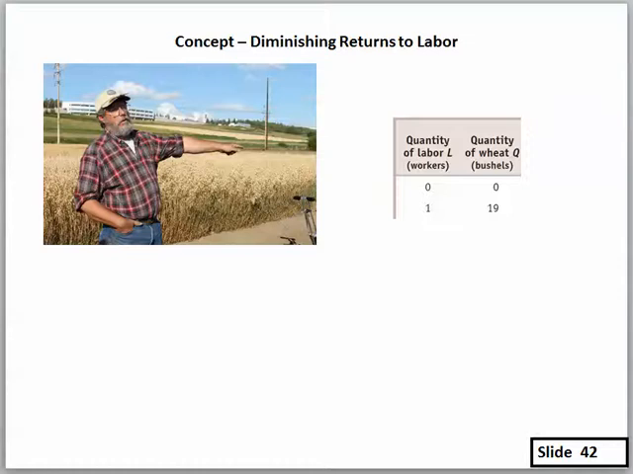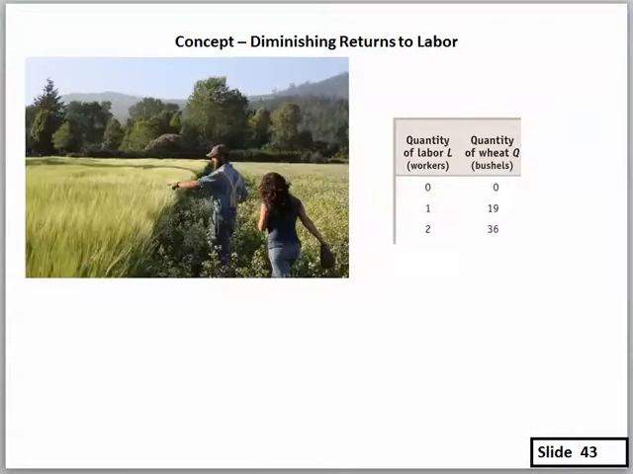Well, we need more wheat than that to make more money, so we hire a second worker to help that first worker. So now we've got 2 workers out in the field. But notice the total production is no longer double the 19. In other words, we don't get quite double what one person got. Now with 2 laborers, we get slightly less. So the total doesn't go to 38, it only goes to 36.